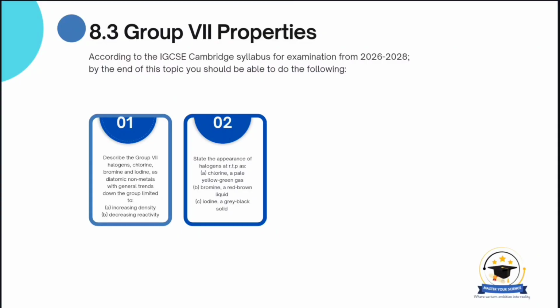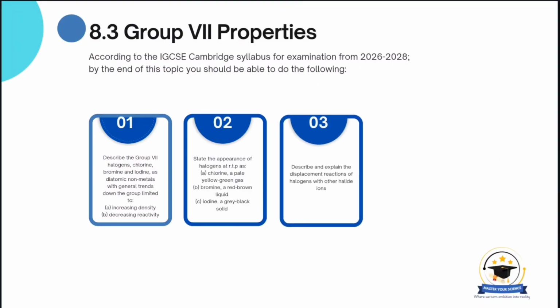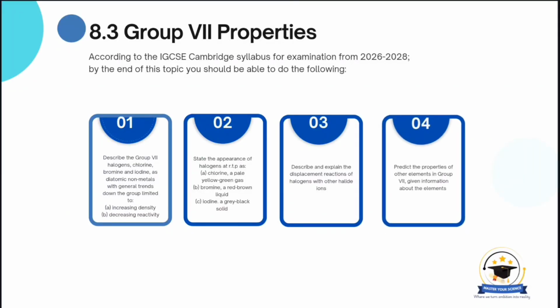And number 2, state the appearance of halogens at room temperature and pressure as chlorine, a pale yellow-green gas, bromine, a red-brown liquid, and iodine, a gray-black solid. And number 3, describe and explain the displacement reactions of halogens with other halide ions. And number 4, predict the properties of other elements in group 7 given information about the elements.